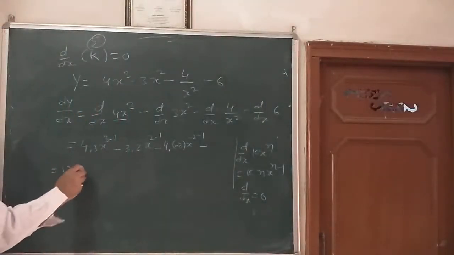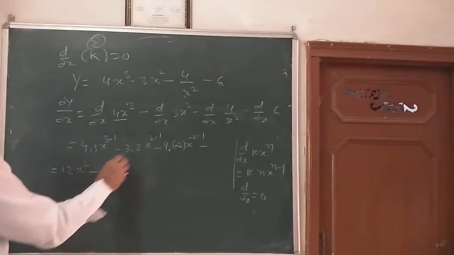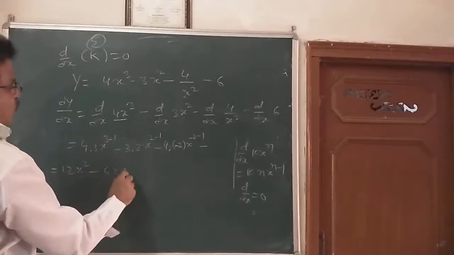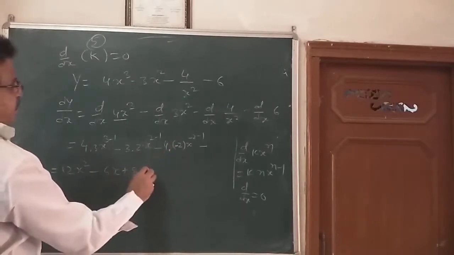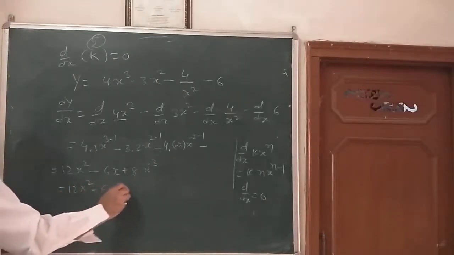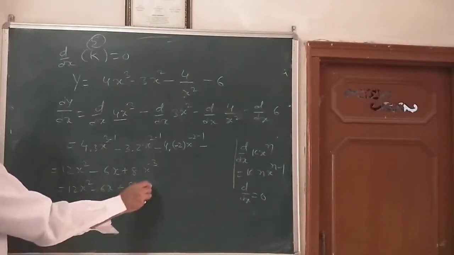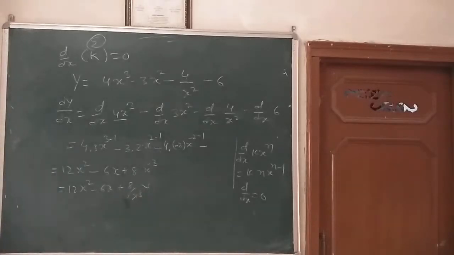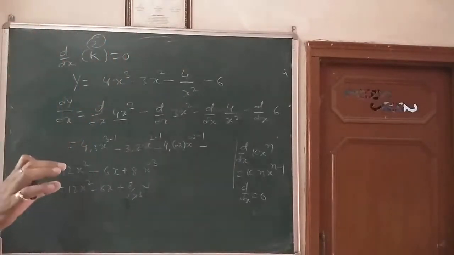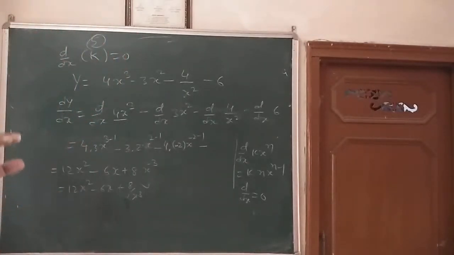So this is here 12x to the power 2 minus 6x to the power 1. Minus 4 and minus 2 multiply, 8 x to the power minus 3. So here 12x square minus 6x plus 8 by x cube. This is the differentiation. This is the way to solve the problems. Is it clear? So now if you remember the formula, then easily you can do the differentiation.